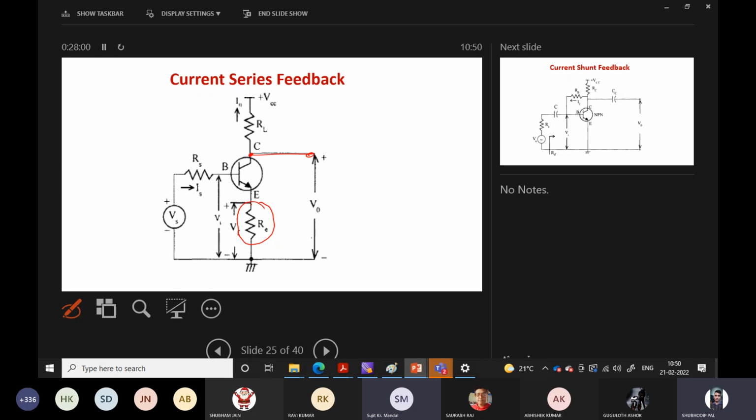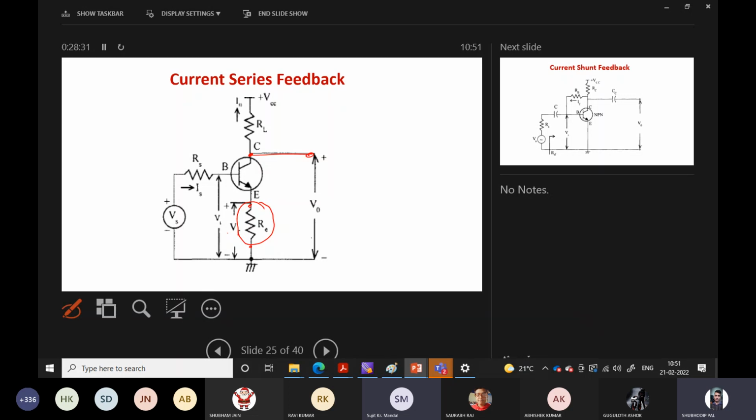Now look at this. This is the feedback voltage which appears across the input, in series with the input. So that's why on the input side it is series. Now the question is, on the output side, are we sampling the output voltage or current? You may say it is voltage, because the output is measured as a voltage here. But here it is current series.